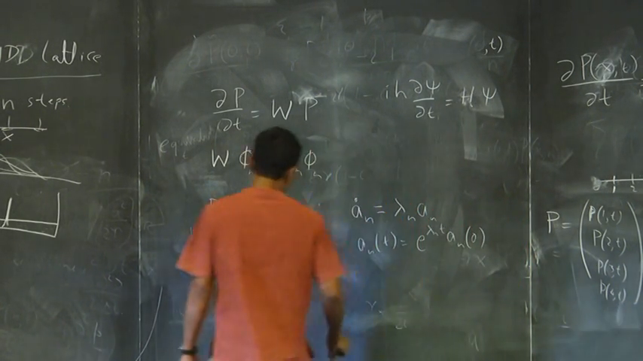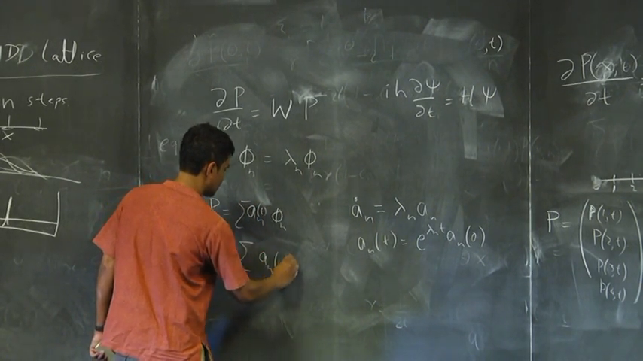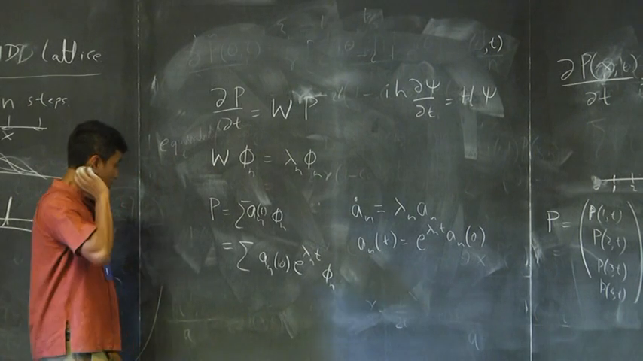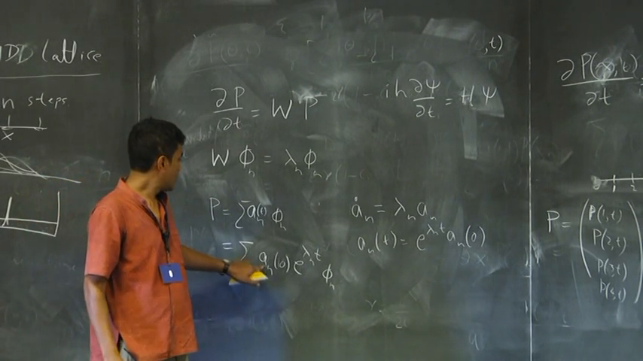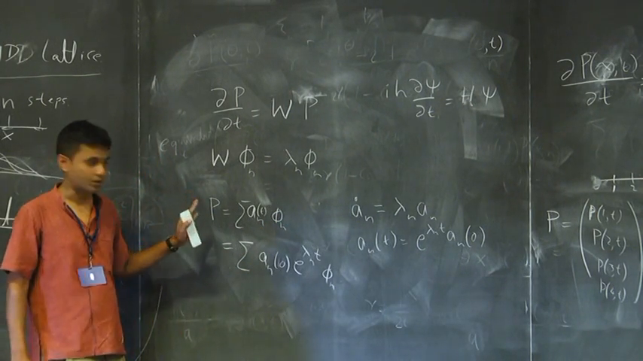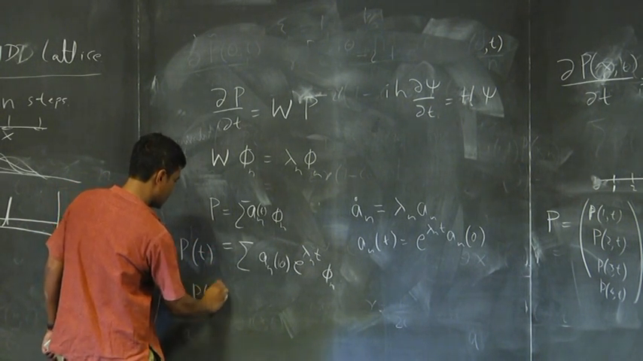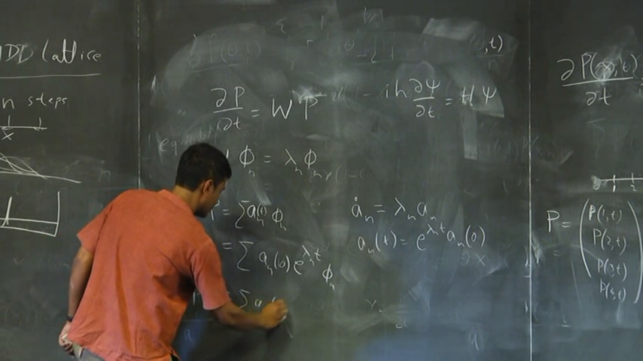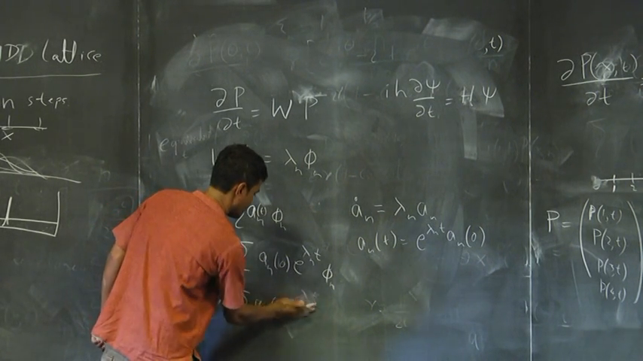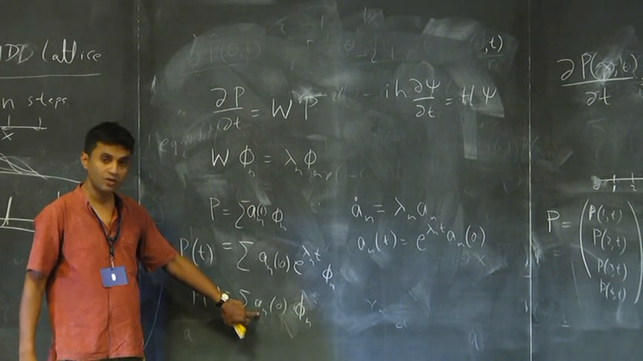e to the lambda n t times a n of 0. Okay, so now this is therefore a summation, and now I have to find this a n of 0, and I do the same thing. I use the probability at time t equal to 0, right. So p of 0 is equal to the summation of a n 0 phi n, and how do I find this a n 0?